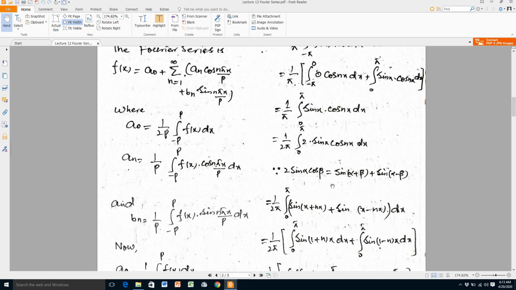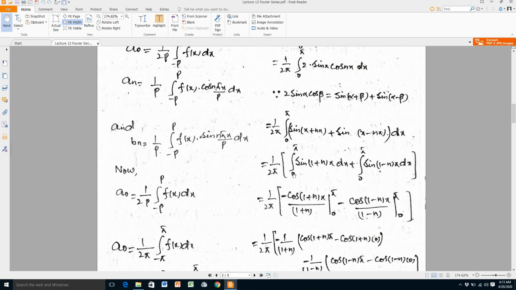So when I substitute this, I put this substitution here, then we get 1 over 2 pi from 0 to pi of sine, where alpha is x and beta is nx, plus sine of alpha minus beta, that is nx. So we get 1 over 2 pi from 0 to pi of sine (1 plus n)x dx plus sine (1 minus n)x dx, taking x common.